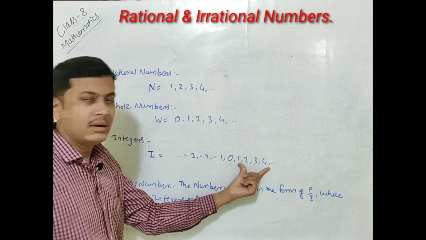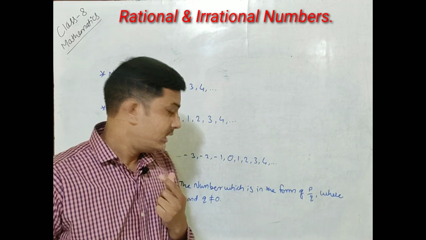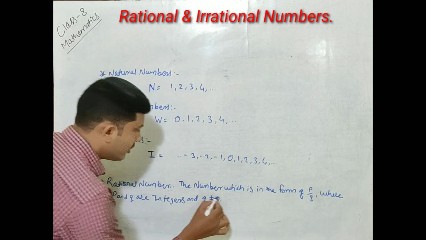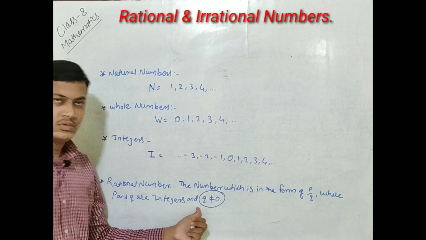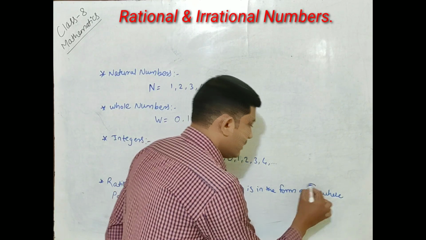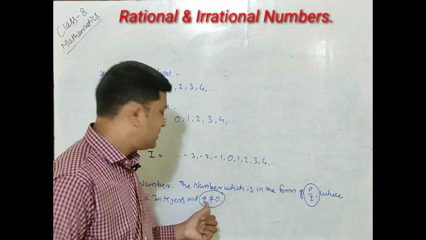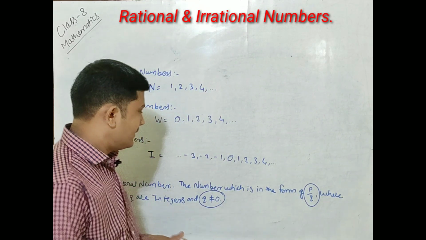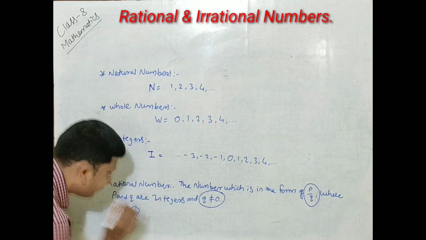They may be positive numbers, negative numbers, or including 0, but one restriction is there, that the denominator should not equal 0. Here the denominator is Q and Q should not equal 0. If we take Q equal to 0, the number does not exist or is undefined. So the restriction is given that Q should not equal 0. The set of rational numbers is denoted by Q.